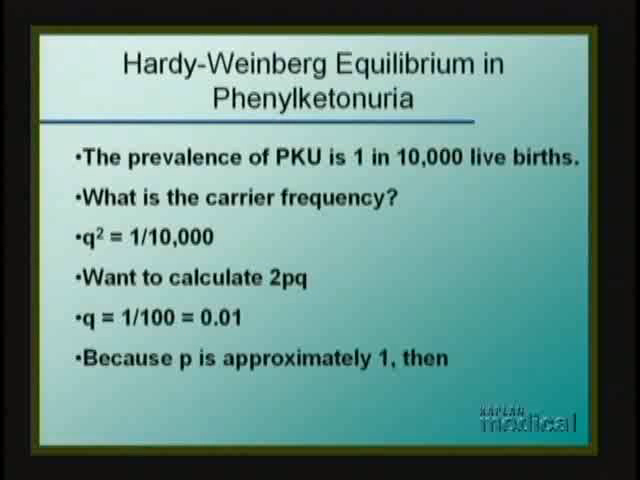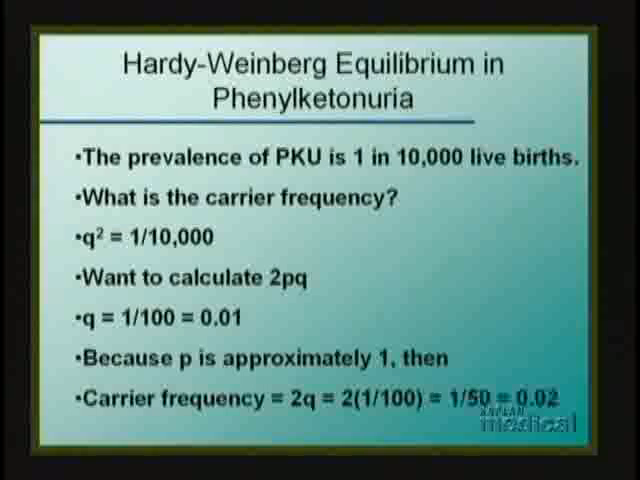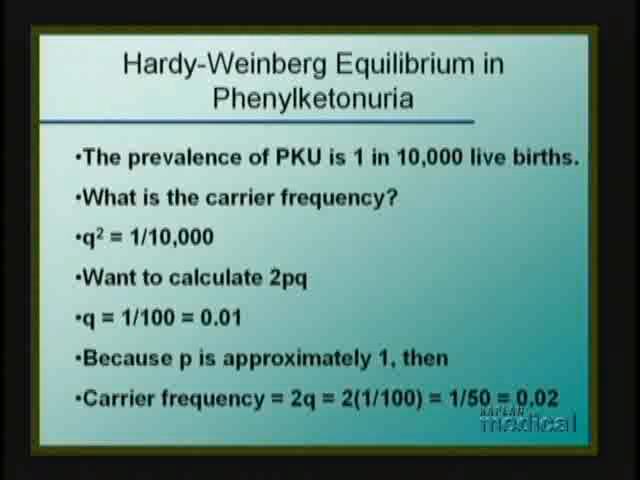And if we do that, then the carrier frequency becomes 2q, and in this particular example, 2q would be 2 times 1 over 100, which is 1 over 50, or 0.02. So the carrier frequency for PKU is 1 out of every 50, or a frequency of 0.02. So note, in this example, they gave us the prevalence of the disease in the population, q squared, and asked us to calculate the carrier frequency, 2pq.